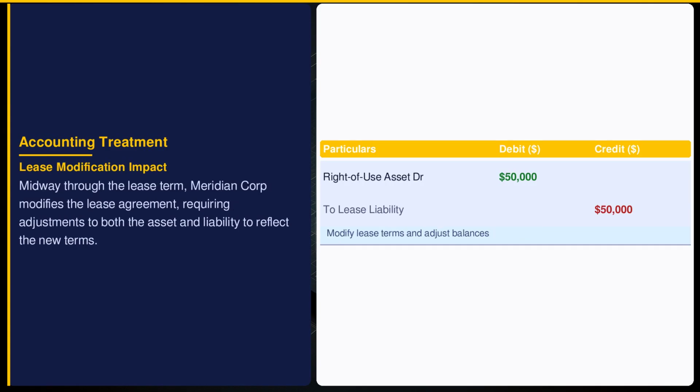Modifications in lease agreements necessitate recalculations of both the asset and liability. By adjusting these balances, Meridian Corporation aligns its financial records with the updated lease terms, ensuring continued compliance and transparency under Indian Accounting Standard 16.